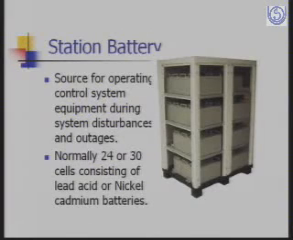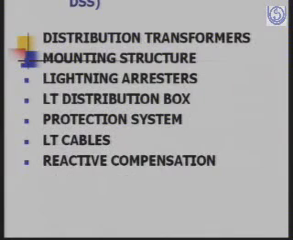Then we have the station battery, which provides a source for operating control system equipment during system disturbances and outages. Normally 24 or 30 cells consisting of lead acid or nickel cadmium batteries are provided. And this is about the 33 by 11 kV substation.